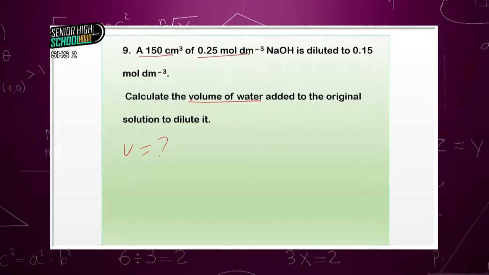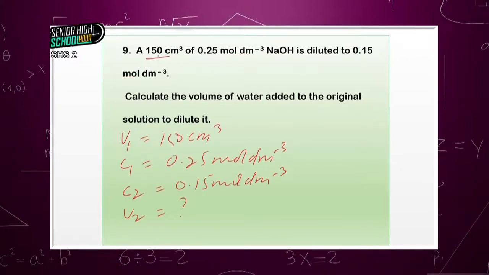Concentration is given. Oh, I have two concentrations, one here, another one here, and I have one volume. And they're asking me for the volume of water. Wow. What should I do? Can we work? Very simple. I have two concentrations and a volume. They say 150 cm³ of 0.25 mole per dm³ NaOH is diluted to 0.15 mole per dm³. So here too we use the dilution principle. The initial volume is given, that is V1. Initial concentration given, 0.25.